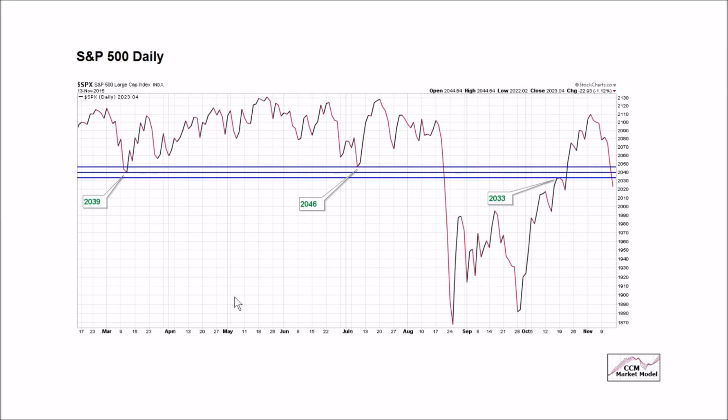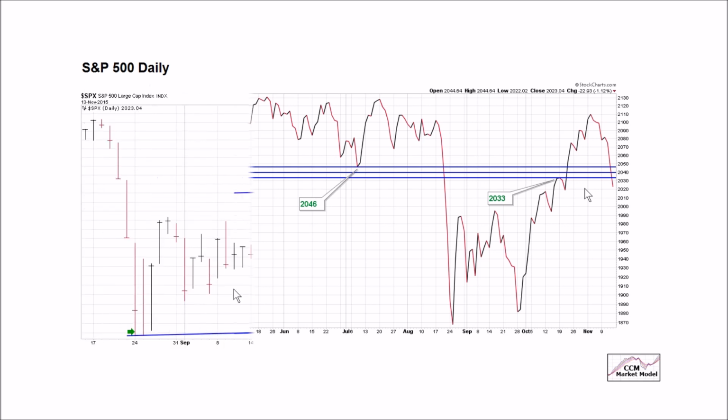This is the daily chart of the S&P 500 that we posted on Short Takes on Thursday evening. 2039 was the upper range here, 2046. This was resistance here at 2033. We closed below all three levels. We expended a lot of buying power and energy to break back into this upper part of the range, and we just gave it back on very strong volume during Friday's session.